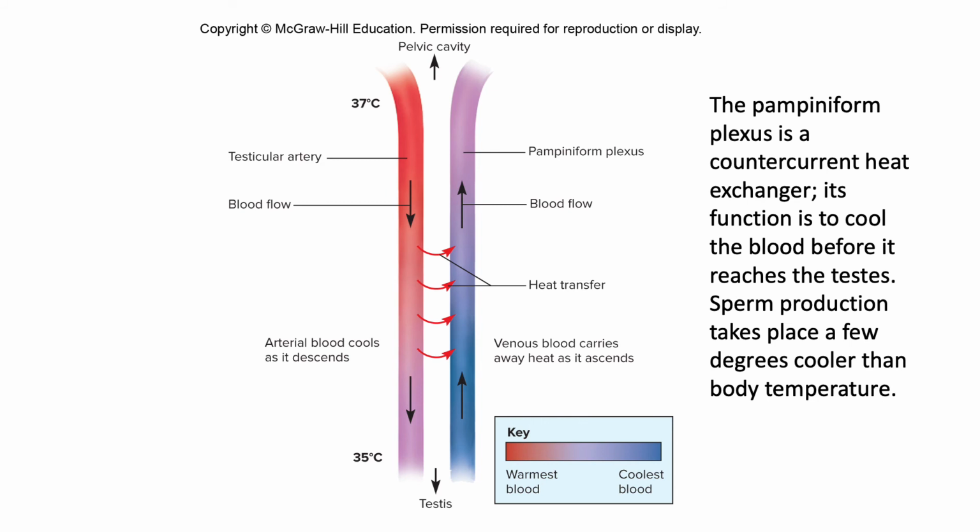Part of the key of the countercurrent heat exchanger is the countercurrent part, where you have two flows occurring in opposite directions. If the two flows occurred in the same direction, eventually there would be enough heat transferred that an equilibrium would be reached, and there would no longer be heat transfer. But because these two flows are in opposite directions, there is a continuous transfer of heat all the way through this pair of vessels.